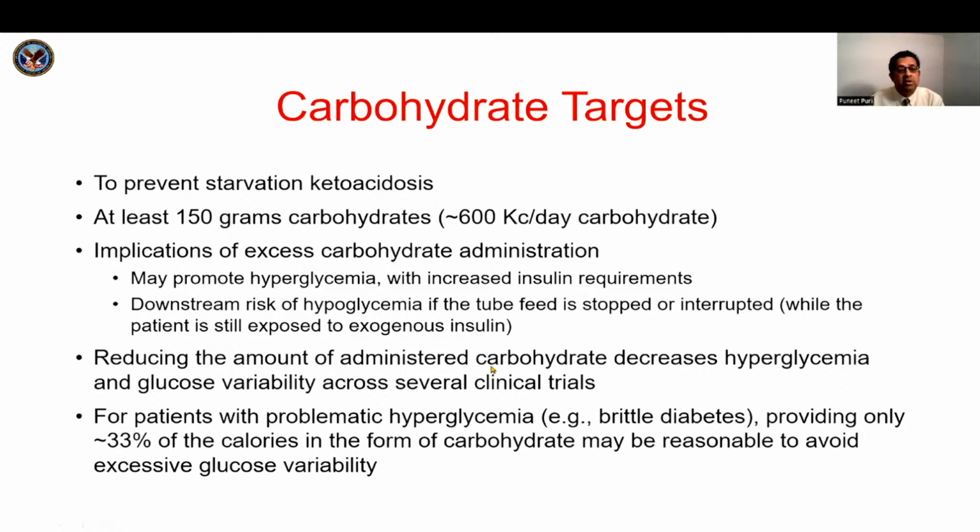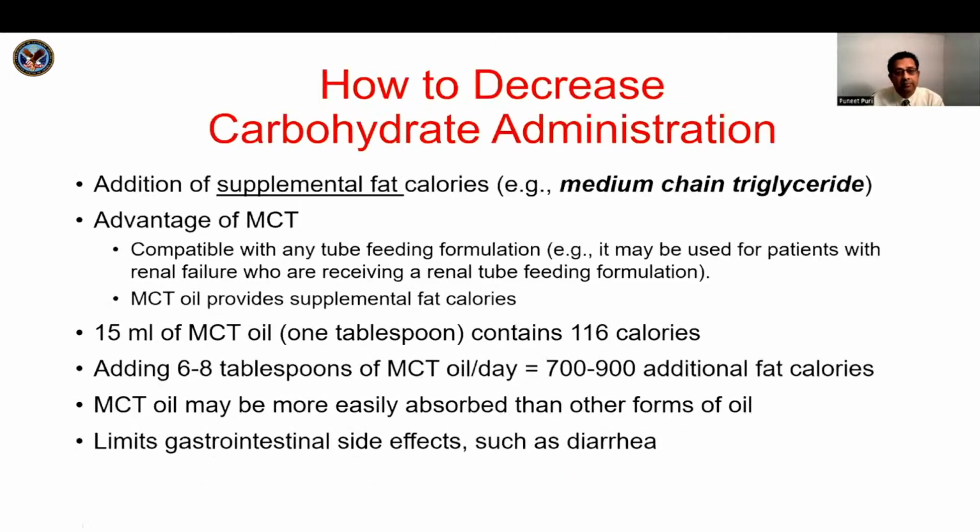Reducing the amount of administered carbohydrate can certainly decrease hyperglycemia and glucose variability, which has been shown across several clinical trials. There's a subset of patients that may have problematic hyperglycemia, for example brittle diabetes. Providing only about 33% of calories in carbohydrate form can be reasonable to avoid excessive glucose variability.